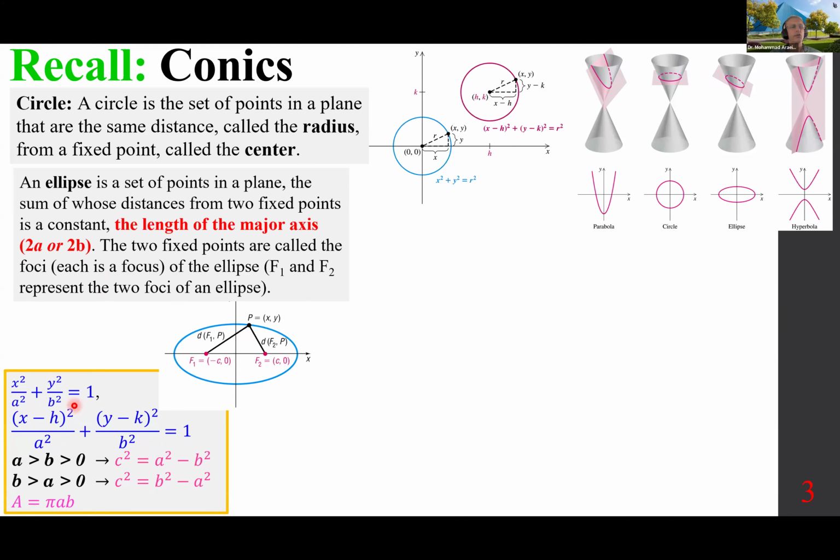The formulas are x squared over a squared plus y squared over b squared equals 1, if it's centered at 0, 0. (x minus h) squared over a squared plus (y minus k) squared over b squared equals 1, if it's centered at h, k. If a is larger than b, it's elongated along the x-axis, then c squared is a squared minus b squared. And if b is larger than a, c squared equals b squared minus a squared. I like to keep the a squared under x squared and b squared under y squared regardless. And the area is pi times ab.